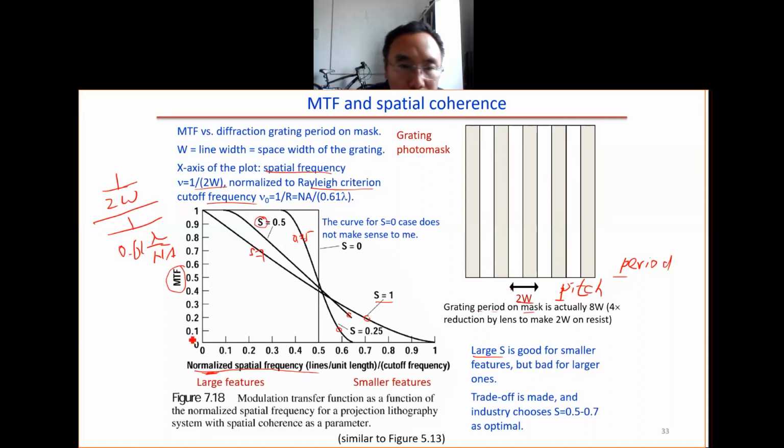Larger features are here. If you look at s equal to 1 here, it is not as good as this one, and this is not as good as this one. So we want some trade-off for the spatial coherence s. Normally for commercial products, s is chosen as 0.5 to 0.7. This way we get good resolution for the small features, and also good resolution for the larger features.